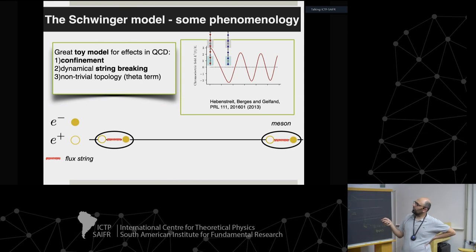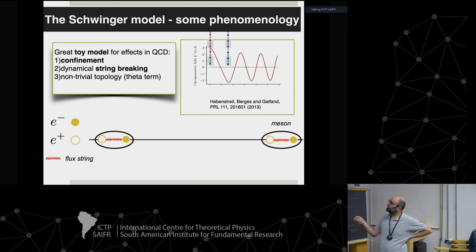And this is an example of a work by Jürgen Berges and colleagues at the University of Heidelberg on the Schwinger model in one dimension, where they study string breaking or string oscillations. Here they are plotting the value of the electric field as a function of time over a large string after a quantum quench.